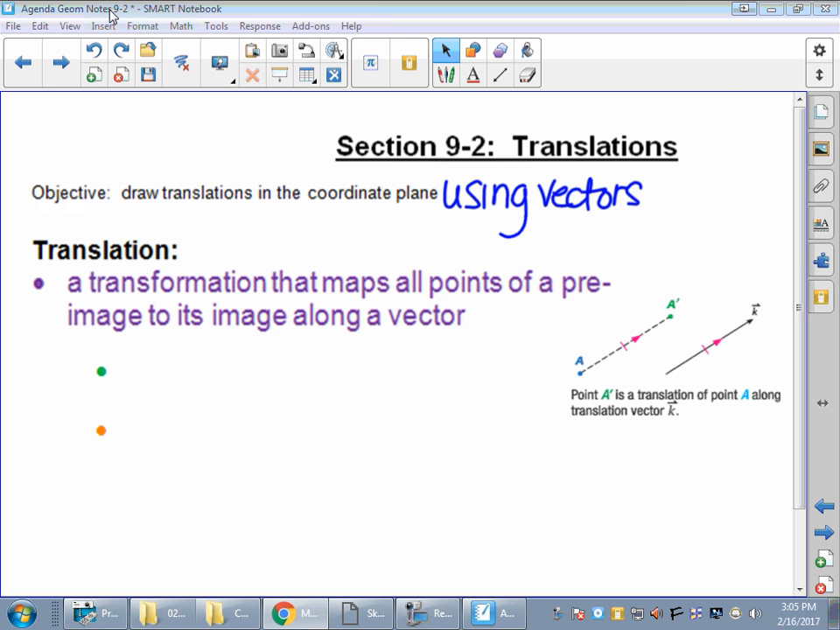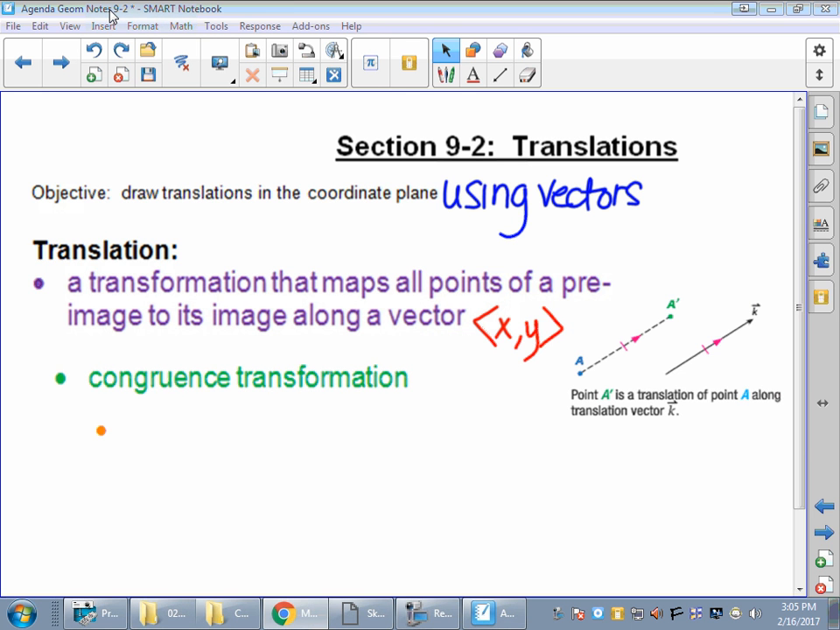So remember, a vector is in component form. What does it look like? How do we travel in the x direction? How do we travel in the y direction? So we're not only going to have our ordered pairs for our preimage, but then we're going to have that vector. Notice that our vector is in that bracket, so that's how you identify that.